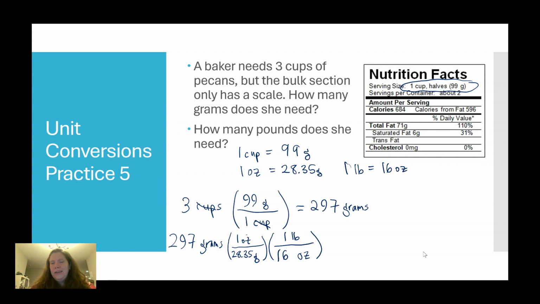And our handy dandy calculator tells us it's about 0.65 pounds. Notice 297 grams, smaller grams, we fit tons of them in. Only 0.65 pounds because a pound is much larger than a gram. You can't fit as many in the same volume.